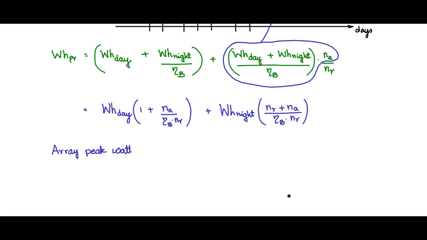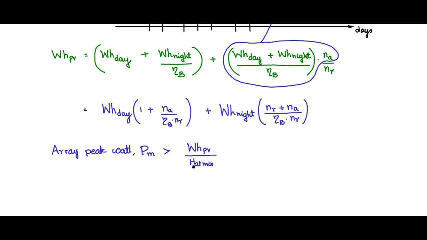So the array peak watt can now be calculated. PM should be greater than watt hour of the PV divided by H hat minimum. So now you have to find out what is the H hat minimum, that is the incident energy at a place on a tilted surface with atmospheric condition, the minimum over the entire year.